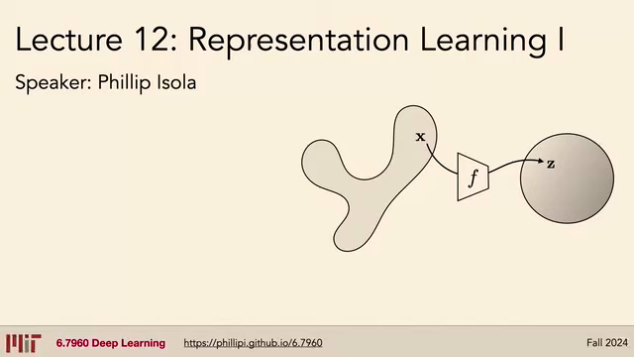Good. So welcome to today's lecture. And today we're going to talk about representation learning. So we're moving into the next third of the class. We covered basic approximation and generalization properties of MLPs, and then we talked about different architectures, transformers and RNNs and so forth.